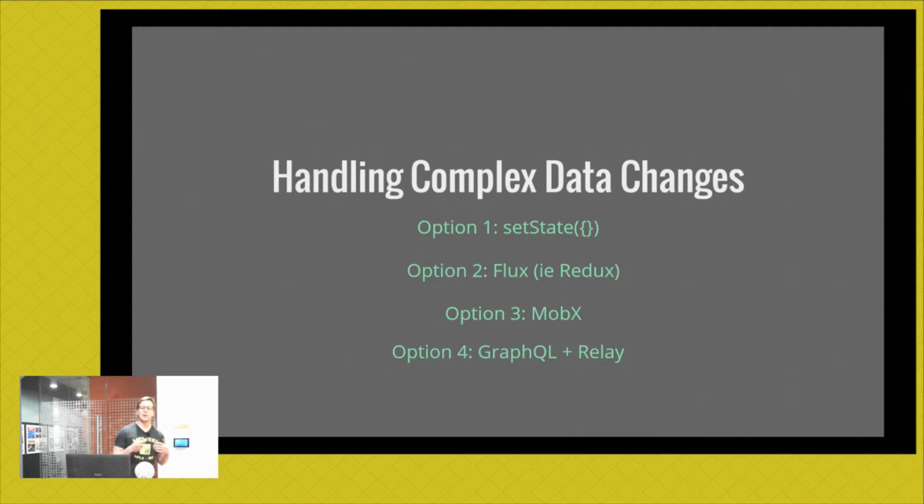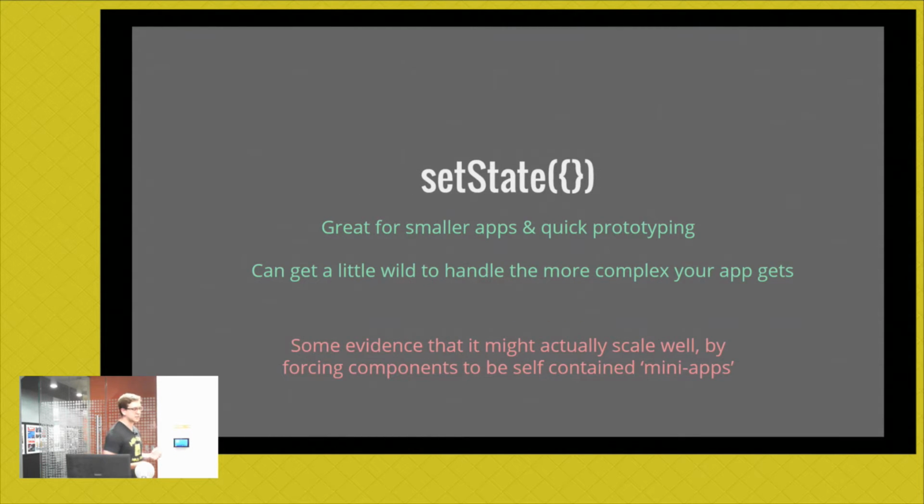So for handling complex data changes or state changes, right now you have about 4 options. We talked about one of them, and we're going to go through a few more. So the first one is setState. This is what ships with React. This is the way React handles state within any given component. And it's really great for smaller apps or really quick prototyping. In fact, I suggest if you're just getting into React and you're just fiddling around with it, just use setState, okay? It'll get you further than you think, and it'll give you results pretty much immediately.